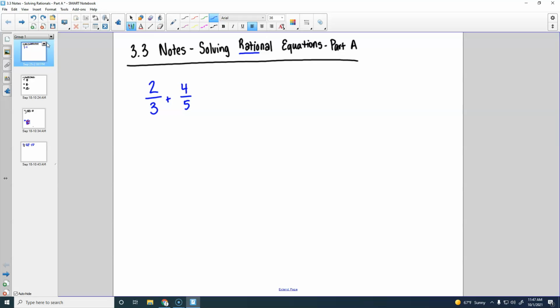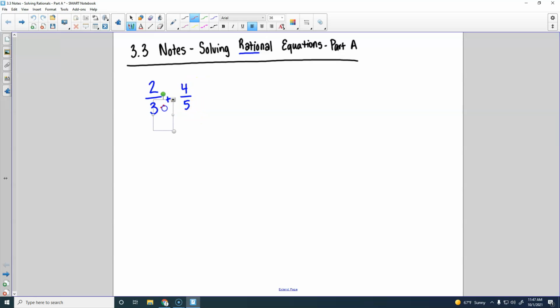So when we've got to add or subtract, what have we got to do first? Common denominators. You must have common denominators to add and subtract. You cannot say this is 8 over 8, right? Just add top, add bottom. You can't do that here. So you've got to get common denominators. What would it be for this one? 15. So I've multiplied this first fraction by 5.